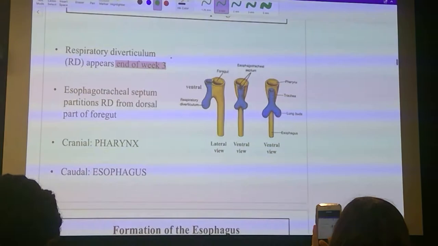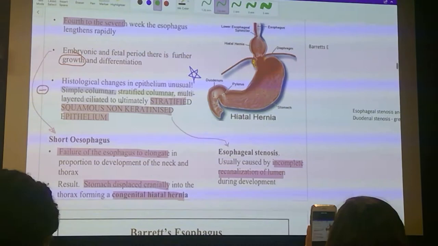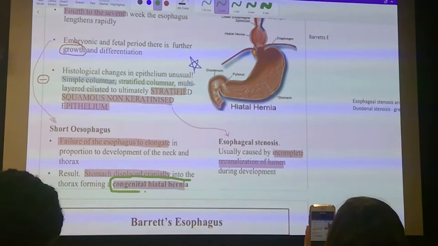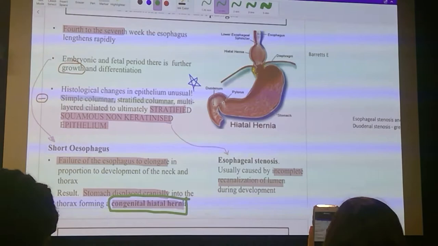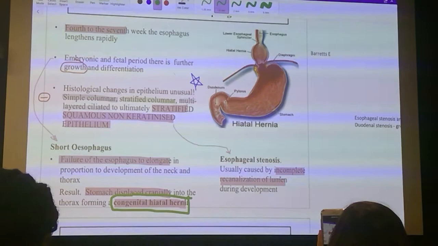So, esophagus. If a person has a short esophagus, just know that he has a hiatal hernia, because his esophagus is so short, the stomach is moving up. And esophageal stenosis, your esophagus got thinned out, I guess.